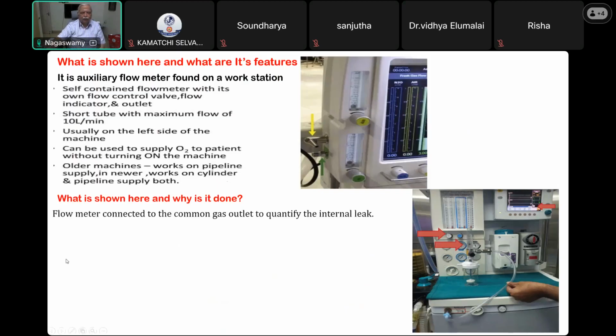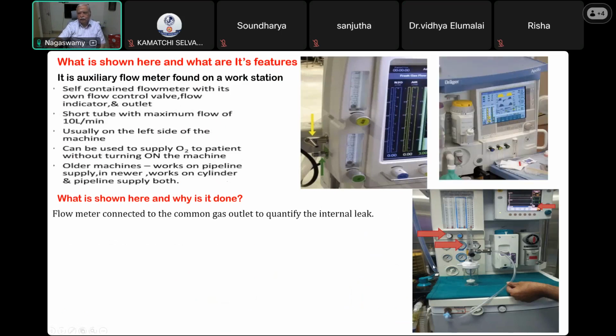So this is a flow meter connected to the common gas outlet to quantify the internal leak. This is one of the methods of identifying an internal leak. You can connect the common gas outlet with a tubing to the regular flow meter and open the gas here. Whatever amount of gas flow happens in the flow meter here should be reflected here. Otherwise, it indicates some leak inside the pipelines.